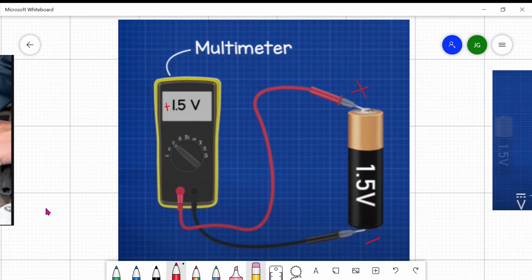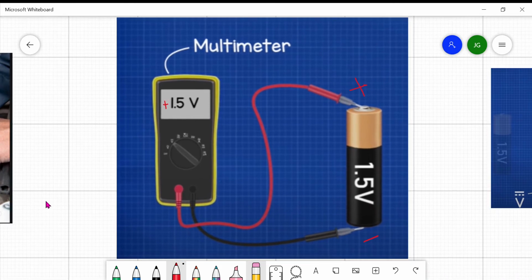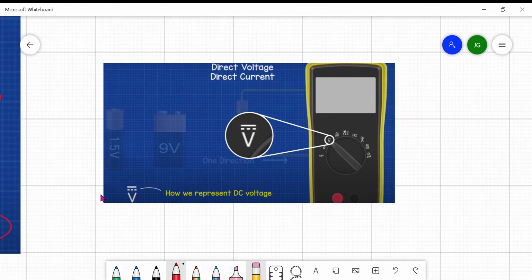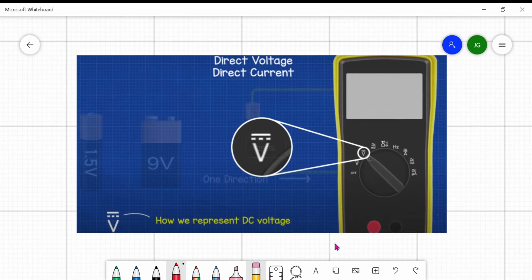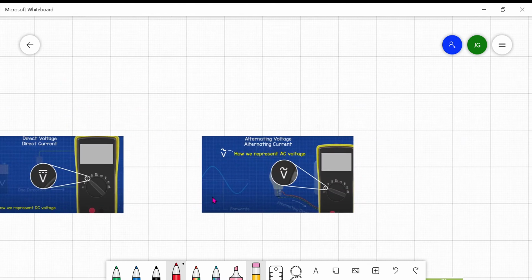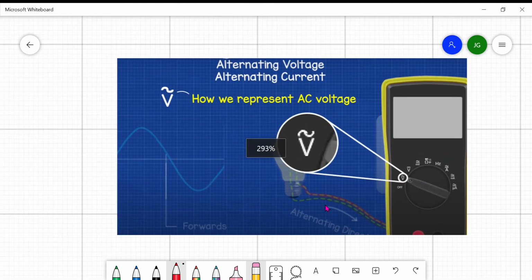We usually use the positive terminal and we connect it to the positive pole of the battery. And the negative terminal must be connected to the negative pole of the battery in order to see a positive reading. For DC volts, we use the symbol, while for AC, we use the other symbol, showing an alternating sinusoidal voltage.